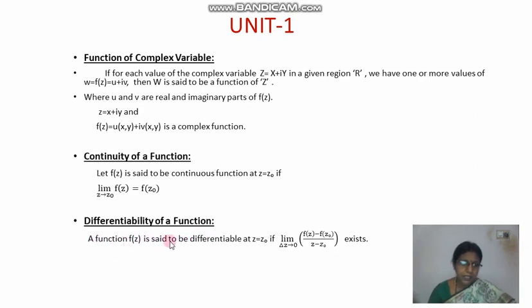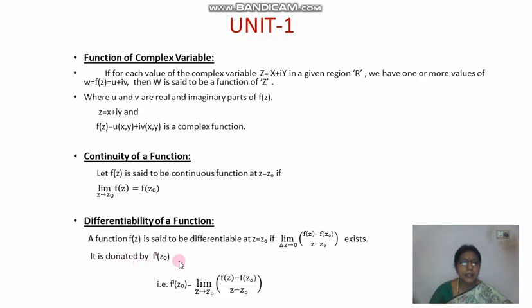See the next definition, differentiability of a function. A function f of z is said to be differentiable at z equal to z naught if limit z tends to z naught, f of z minus f of z naught by z minus z naught, exists. It is denoted by f dash z naught. So f dash z naught is limit z tends to z naught, f of z minus f of z naught by z minus z naught.